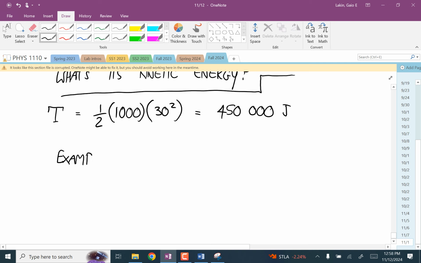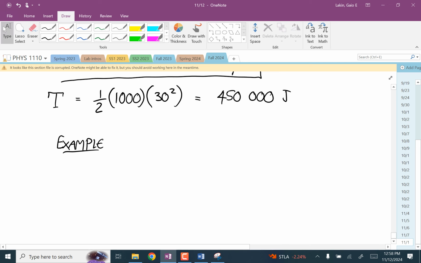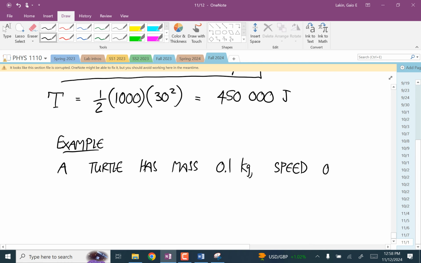Okay, so let's say somebody asked you whether you want to get run into by this car or a turtle. Okay, so just to be on the safe side, we're going to do this calculation before we make our decision. So let's say for a second example, a turtle has a mass of 0.1 kilograms and a speed of 0.5 meters per second. That's a fast turtle, actually.